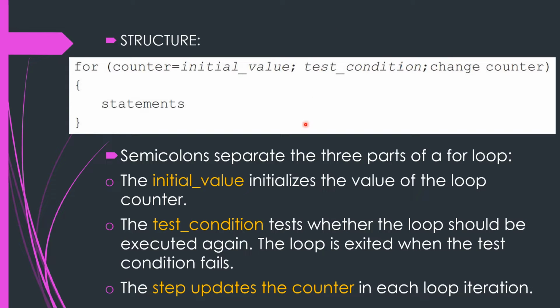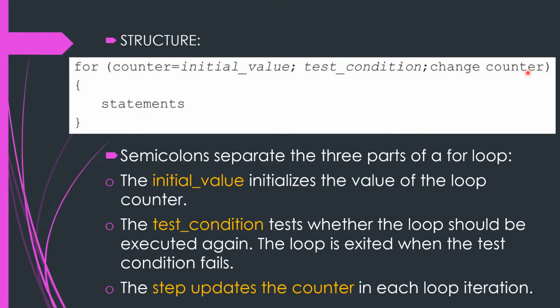We have already studied the test condition: it is evaluated, and on the basis of the evaluation we execute or do not execute the body of the loop. So here also the same thing happens. The test condition tests whether the loop should be executed again. The loop is exited when the test condition fails. So if the test condition evaluates to true, then the loop is executed again, whereas if it is false, then the loop is exited.